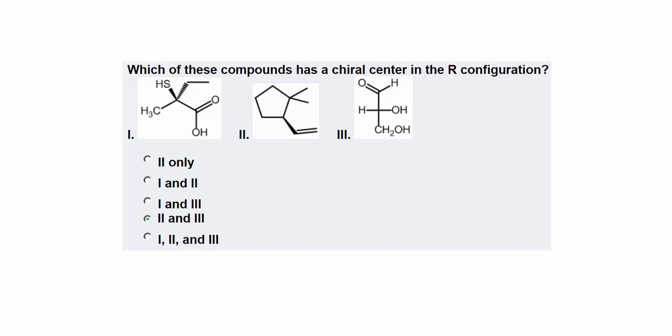This question's asking you to identify which of these compounds has a chiral center in the R configuration. And we're just going to assign R and S according to the Cahn-Ingold-Prelog rules here. Each of these has one chiral center, and we're just going to go through and assign R and S. So priority goes to the highest atomic number for the 4 atoms attached.